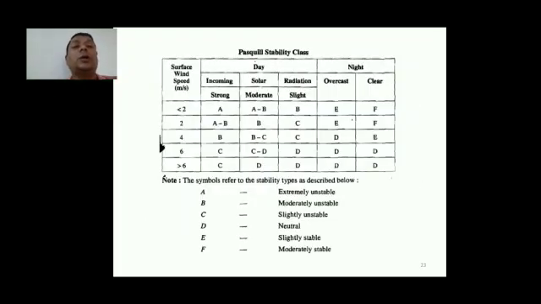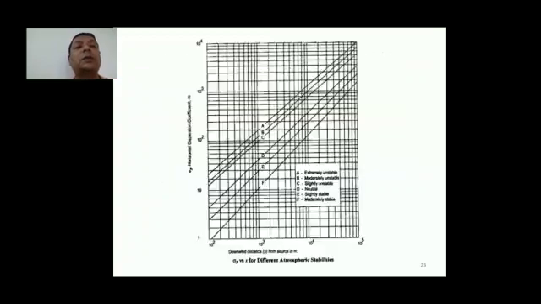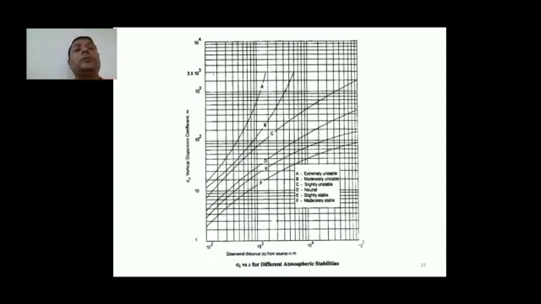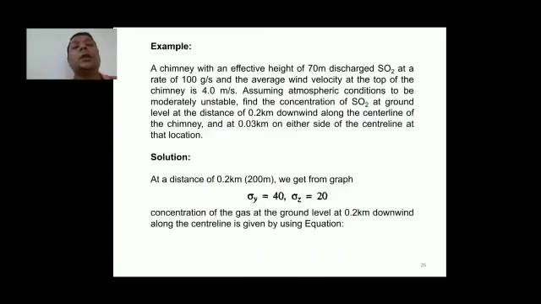So here, Pasquill stability classes are A, extremely unstable; B, moderately unstable; C, slightly unstable; D, neutral; E, slightly stable; F, moderately stable. On the basis of this class, graphs are available, and on the basis of these graphs we can get the values of sigma y and sigma z. We are taking an example here. We will solve the problem.